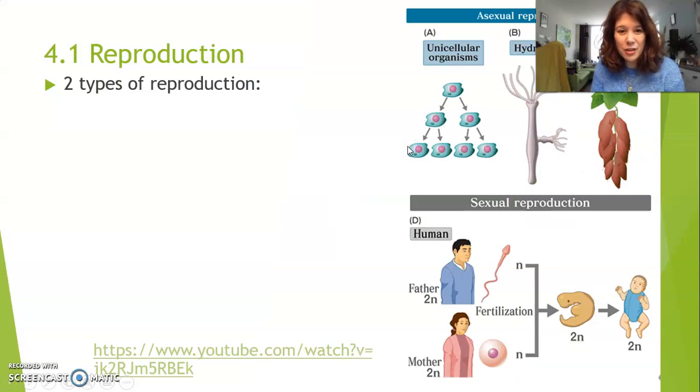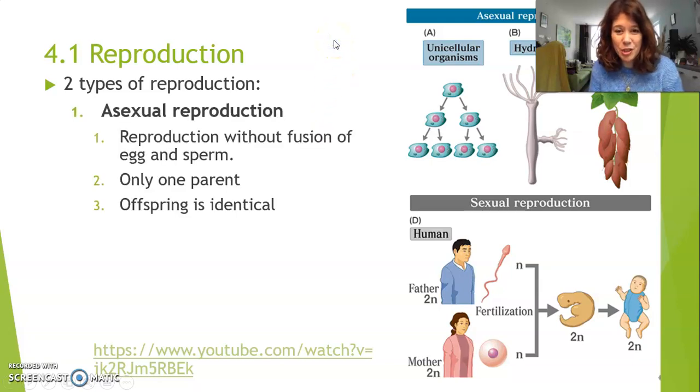Okay, so there's basically two types of organisms. Those that reproduce by themselves and those that reproduce using a partner. The ones that reproduce by themselves are usually very simple organisms, with the exception of plants. We're talking about asexual reproduction. Asexual reproduction is reproduction without a partner, so there's only one parent.